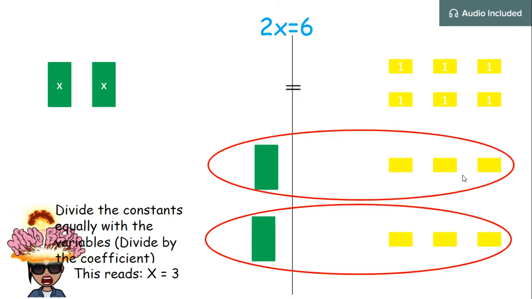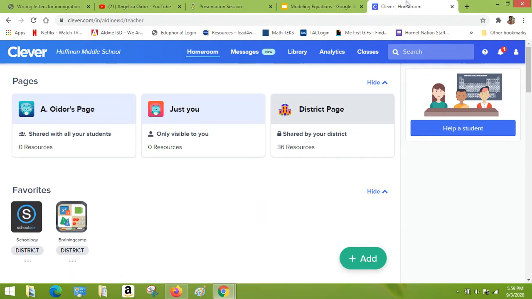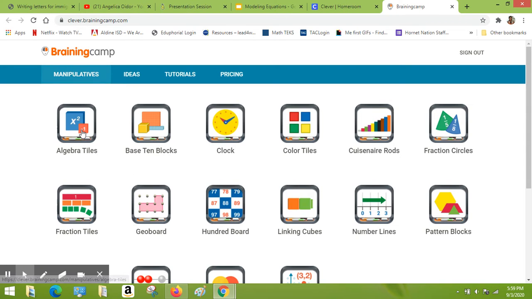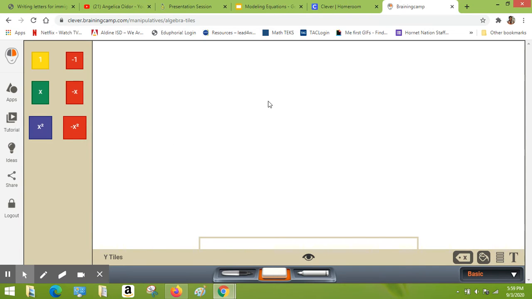Okay, so now I'm going to show you real quick another page. So you're going to go to clever.com, go down to Braining Camp, and this is so you can have your own access to algebra tiles. Okay, so if you leave it in basic, this is just you working with your expressions. So since we're solving, click solving. So in the bottom, click solving.